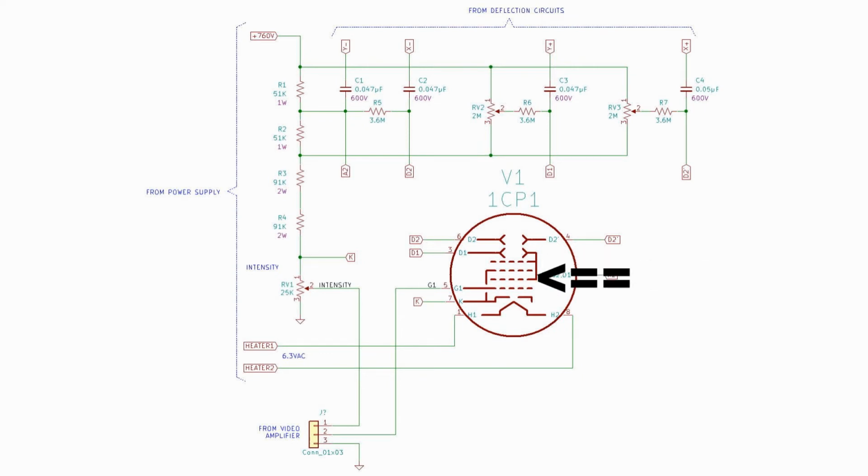A2 and G2 form part of the focus electrode in conjunction with a grid which would be G3 if it were labeled, which is tied to the cathode. This electron gun is configured as what they called a self-focusing gun. You'll note the absence of a focus control in this circuit.